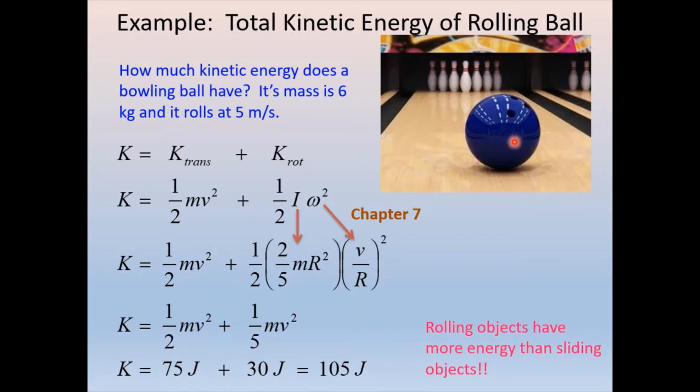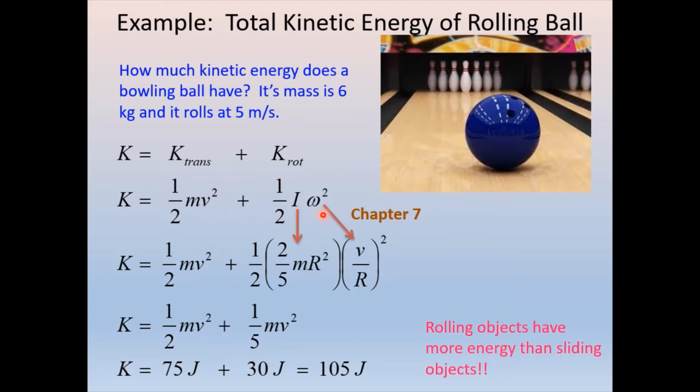So we have to recognize that this bowling ball is doing two things. It's moving from one point to another, so that's translational kinetic energy, which is 1/2 mv squared. But of course, the ball is also turning as it rolls. So that's rotational kinetic energy, and remember, that's equal to 1/2 I omega squared. So here's an equation to calculate the total amount of kinetic energy.